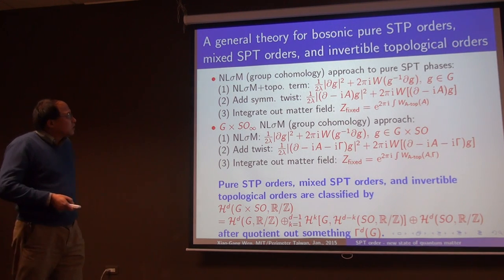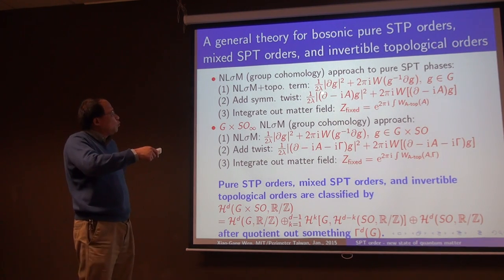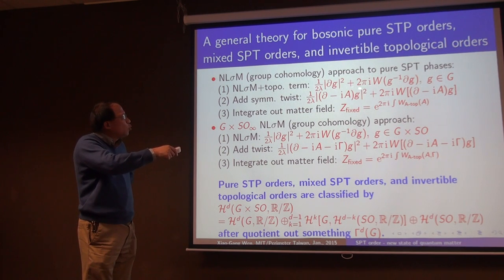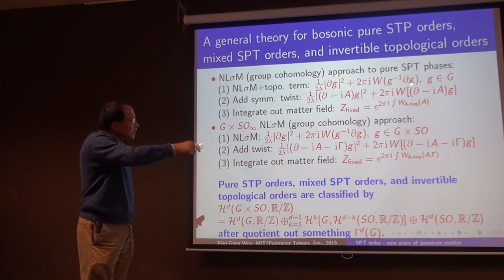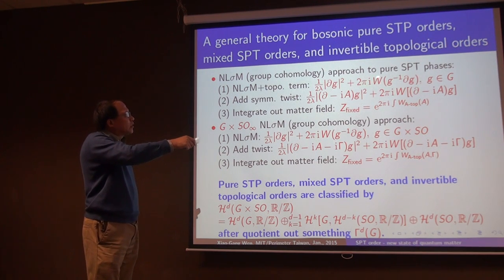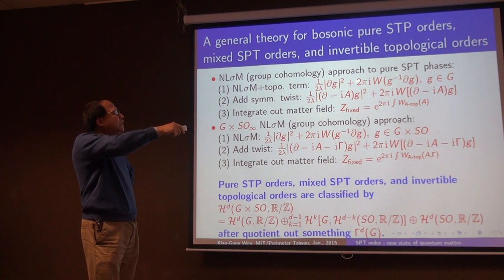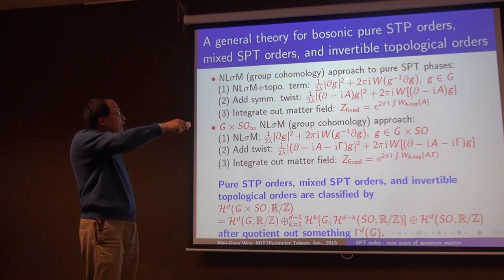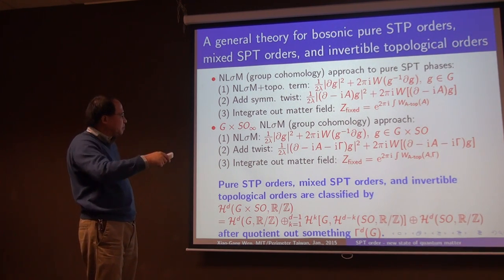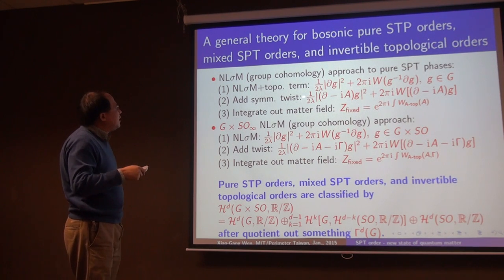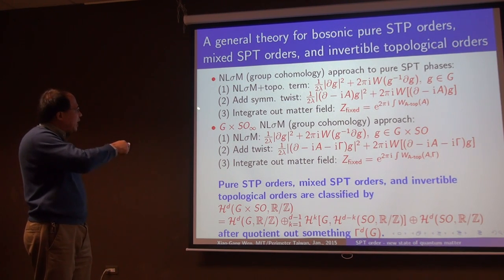So remember that if you start with a nonlinear sigma model where G belongs to a group, then we can add this nonlinear sigma model topological term, and after gauging this symmetry and integrating out the matter field G, we get this gauge topological term. And so this is the story we have.